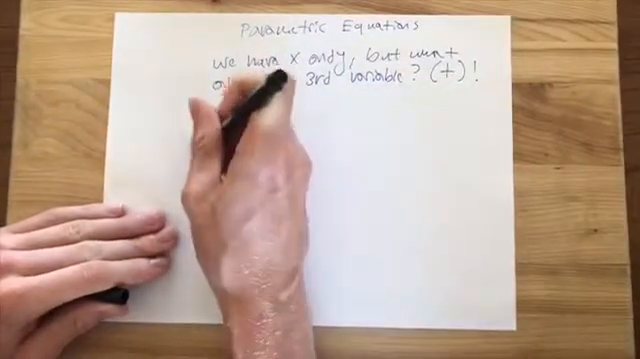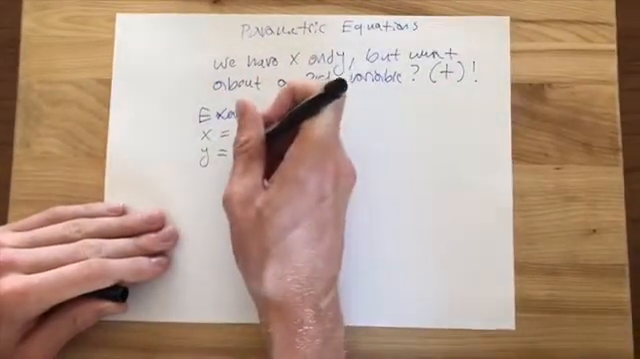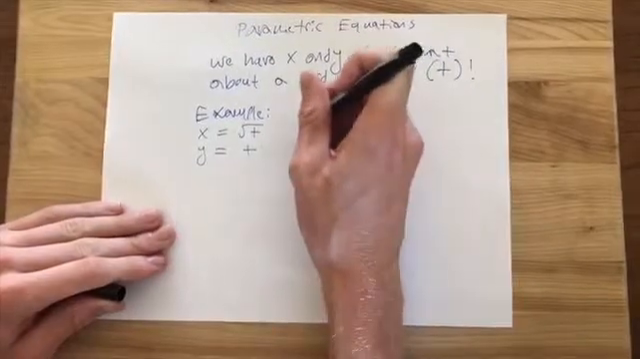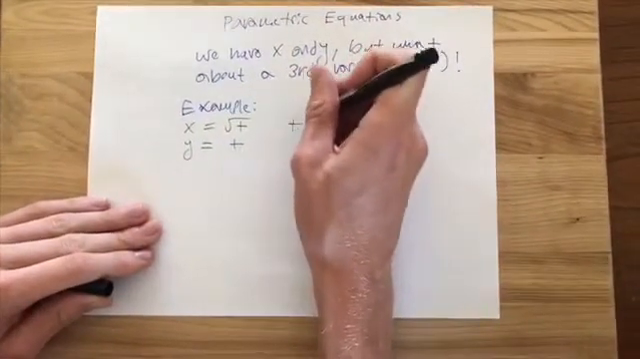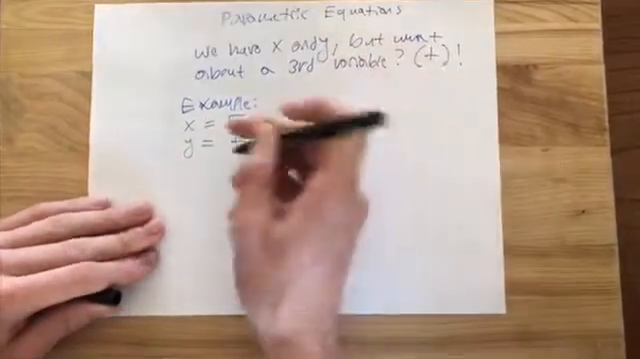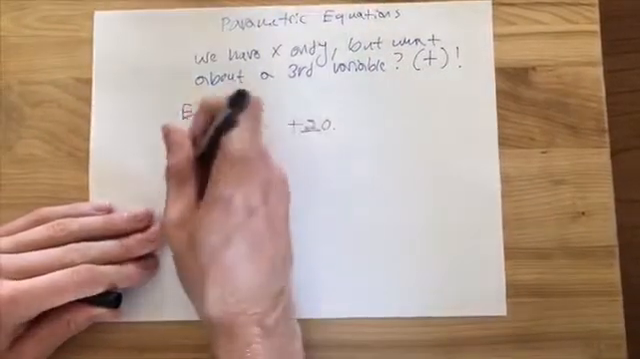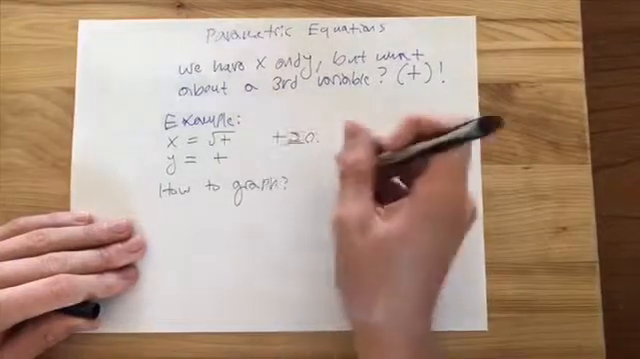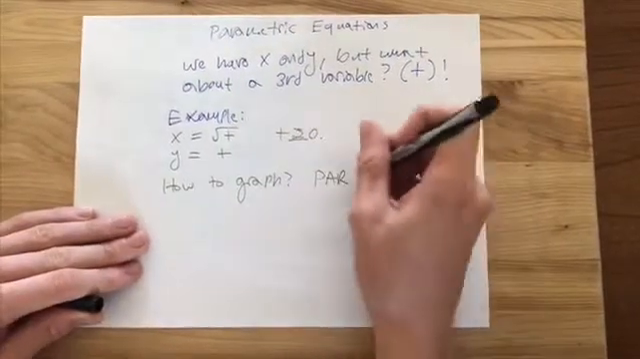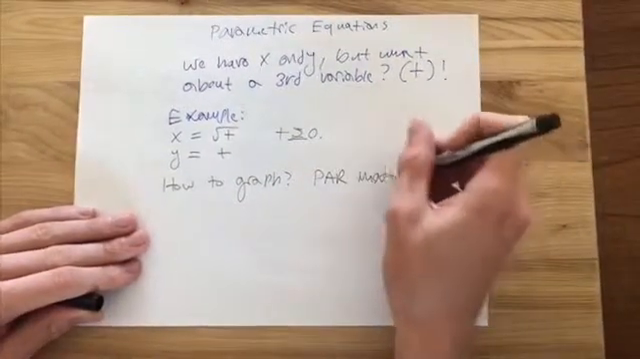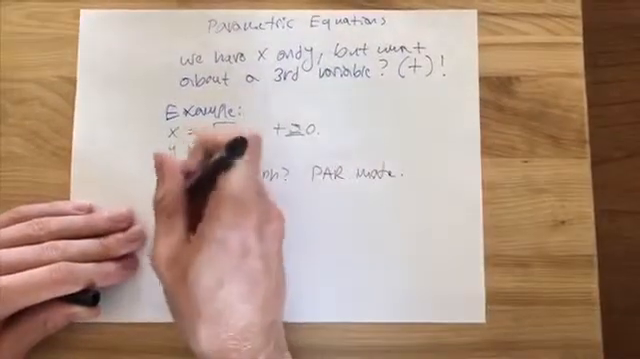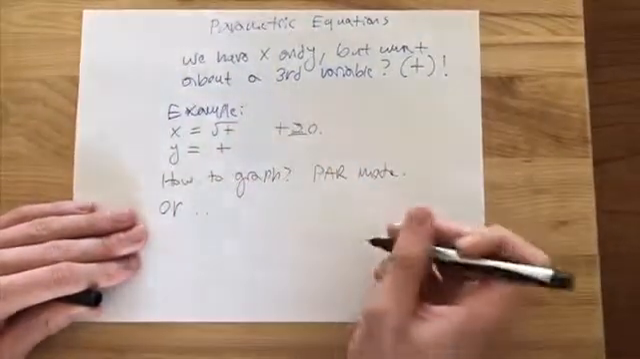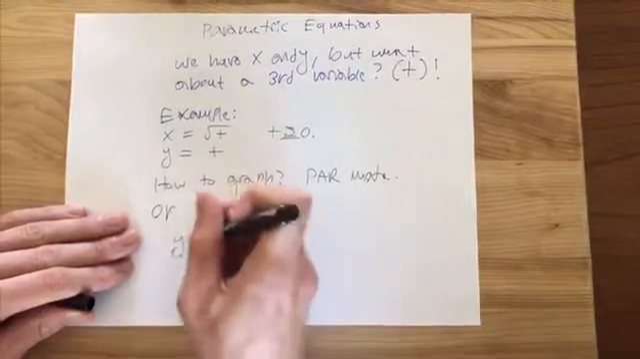So we can say that x equals the square root of t. We can say that y equals t, and that's a parametric relationship for t greater than or equal to 0. And so how do we graph this? Well, it turns out if you have a graphing calculator, we can use parametric mode if you have a TI-84 or a standard graphing calculator, but you can also try to convert one of these parametrics into a regular function.